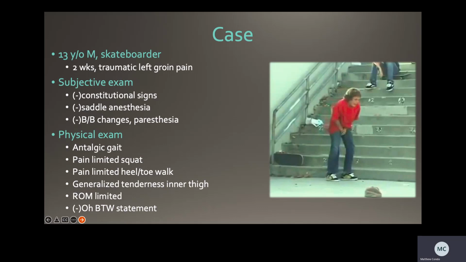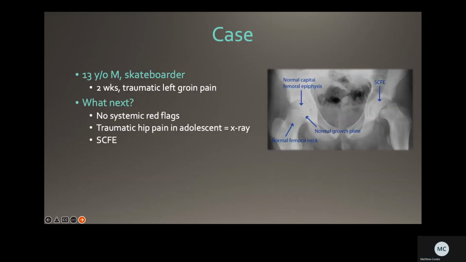Physical exam, kid has a terribly antalgic gait. He can't really squat because it hurts too bad. Can't really heel toe walk because it hurts too bad. Tenderness around the inner thigh. Range of motion was limited. And he didn't have that, oh, by the way statement. For example, oh, by the way, I got shot out of a cannon or something like that, right? Something ridiculous. A lot of folks will say this, oh, by the way, I don't know if this matters, but, and then give you a key piece of information.